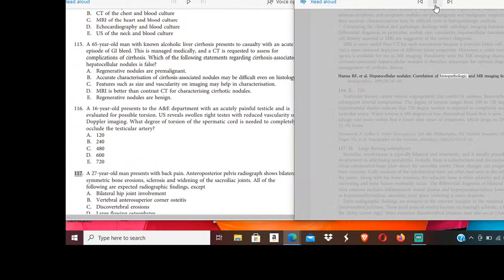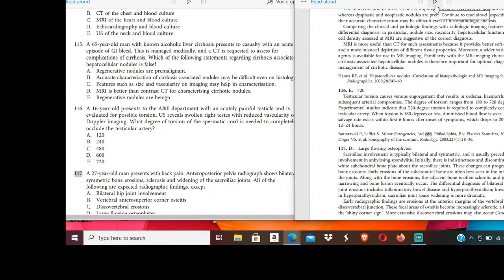Hepatocellular nodules, correlation of histopathologic and MR imaging features. Radiographics. 2008, 28:747-769. 116. E. 720. Testicular torsion causes venous engorgement that results in edema, hemorrhage and subsequent arterial compromise. The degree of torsion ranges from 180 to 720 degrees. Experimental studies indicate that 720-degree torsion is required to completely occlude the testicular artery. When torsion is 180 degrees or less, diminished blood flow is seen. A nearly 100% salvage rate exists within first 6 hours after onset of symptoms, which drops to 20% within 12-24 hours. Buttaravoli P, Leffler S.